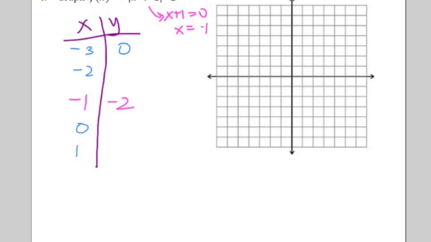Negative 2, plug it in. Negative 2 plus 1 is negative 1. The absolute value of negative 1 is 1. 1 minus 2 is negative 1. Plug in 0. 0 plus 1 is 1. Absolute value of 1 is 1. 1 minus 2, negative 1.